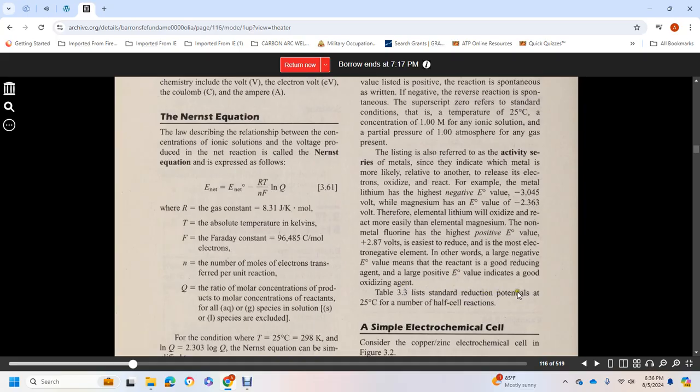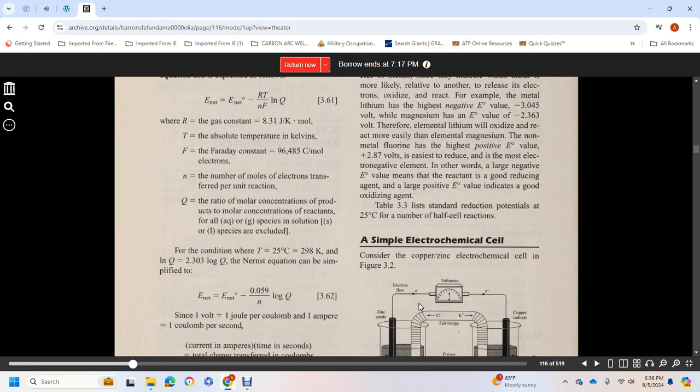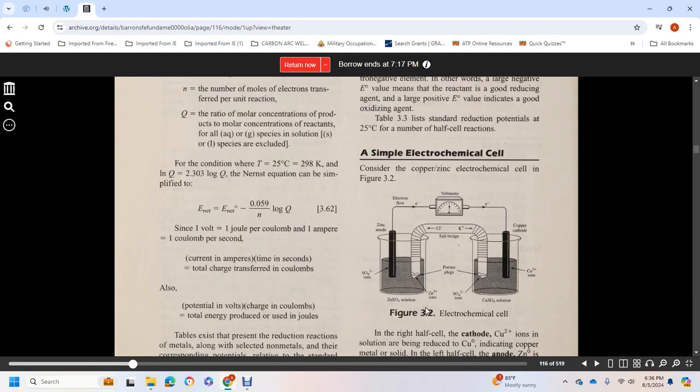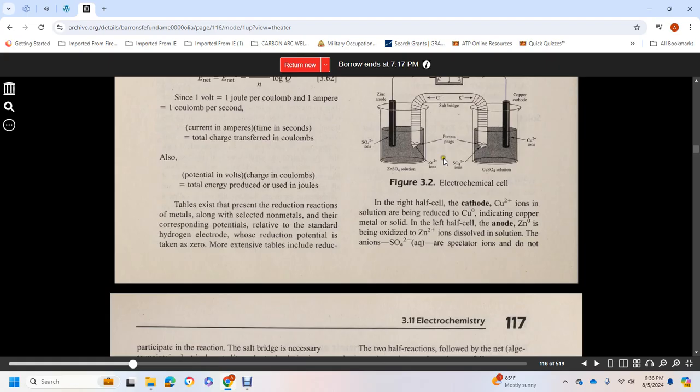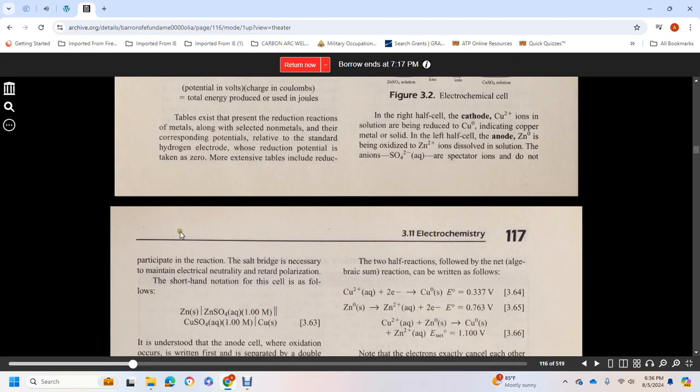Table 3.5 lists standard reduction potentials at 25 degrees Celsius for half-cell reactions. Consider the copper-zinc electrochemical cell in figure 3.2. In the right half cell, the cathode, the copper 2+ ion in solution is reduced to copper 0, indicating solid copper metal. In the left half cell, the anode, zinc 0 is oxidized to zinc 2+, which dissolves in solution. The sulfate anions, SO4 2-, are spectator ions and do not participate in the reaction.